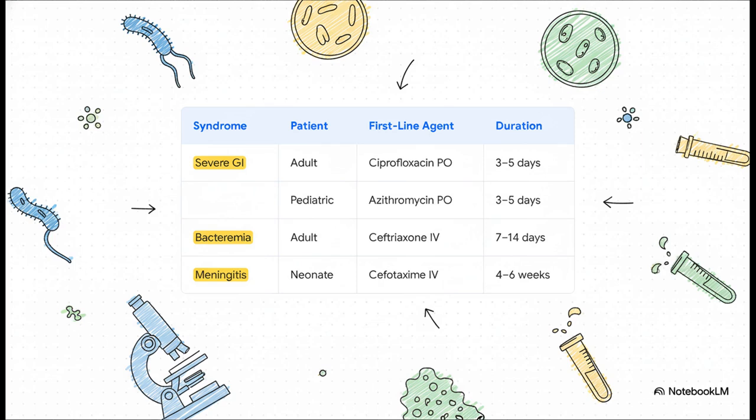This table just lays it all out nicely for you. You can see the whole spectrum of treatment, from a short course of oral Cipro for an adult with bad gastroenteritis, all the way to a long, high-dose IV course of cefotaxime for a baby with meningitis. And of course, the golden rule always applies. This all has to be confirmed with definitive susceptibility testing.